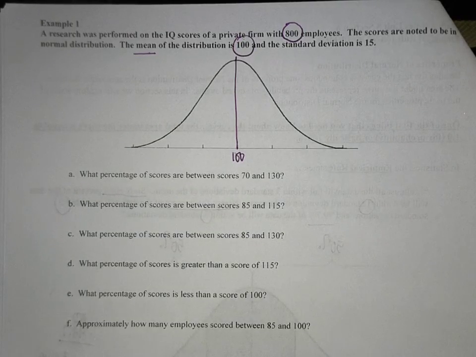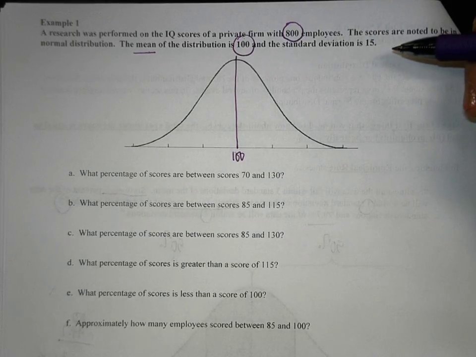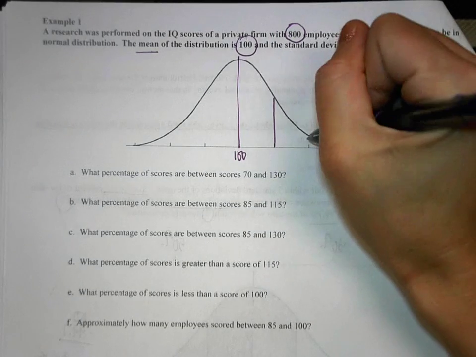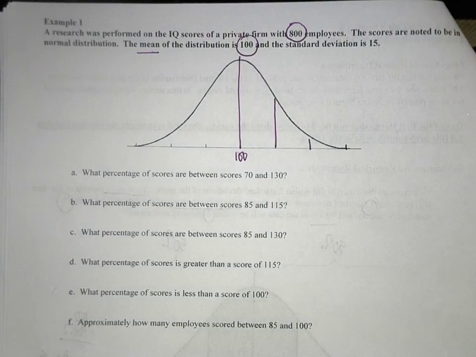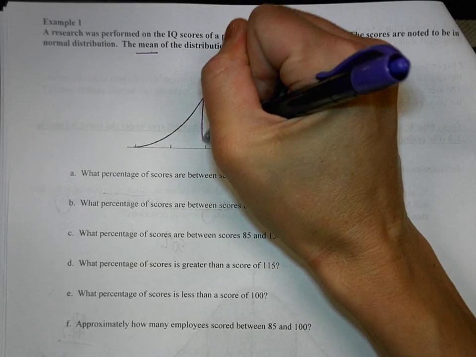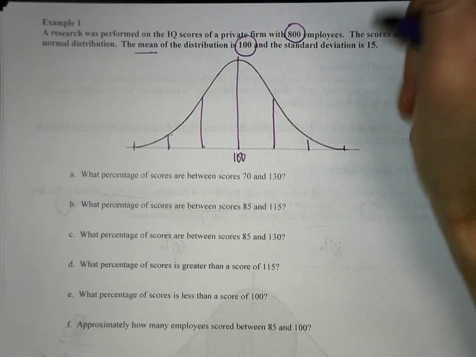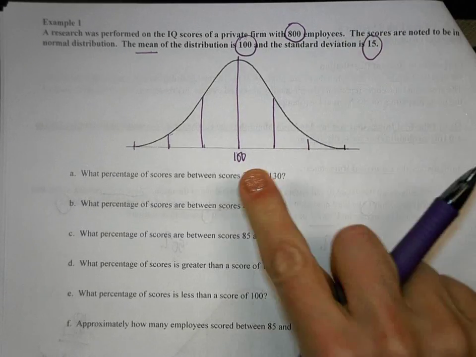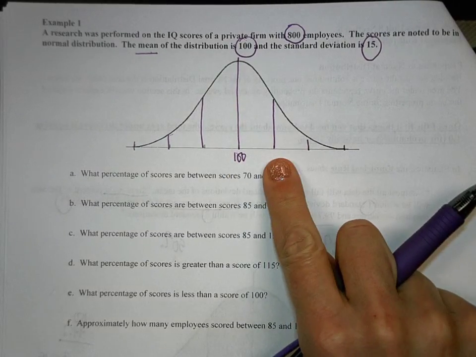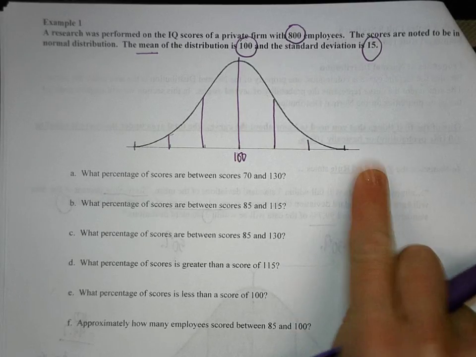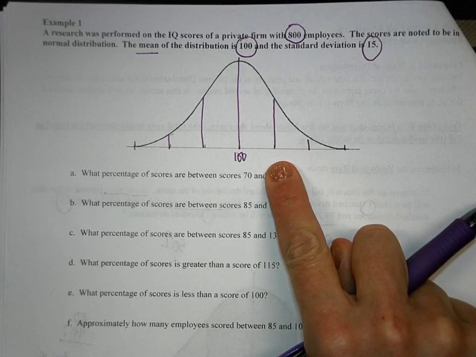Okay, and then it says the standard deviation is 15. I like to mark these lines. You can do whatever you want, but for me it's easier to see. When they tell us that the standard deviation is 15, that means we would count 15 for each of these standard deviation marks. So my next mark right here would be what?